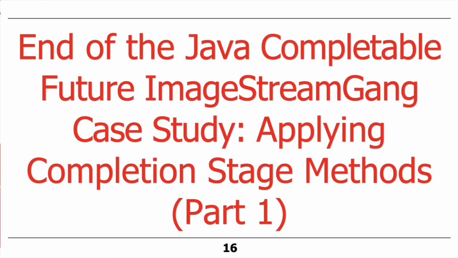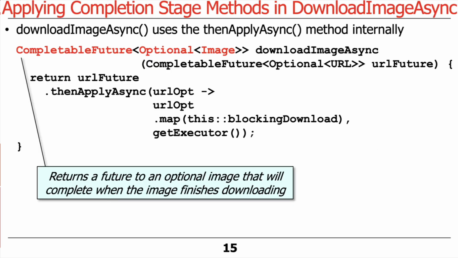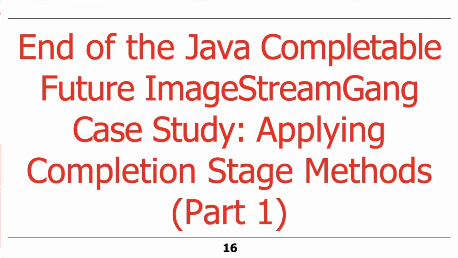Okay, so that's the end of the first part of applying completion stage methods. Here we're basically focusing on then apply async. That was the primary completion stage method that we're showing off here. And we'll see some other variants in part 2 of this lesson.